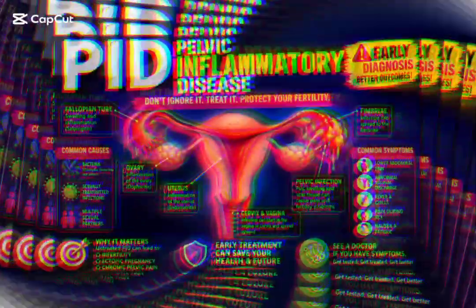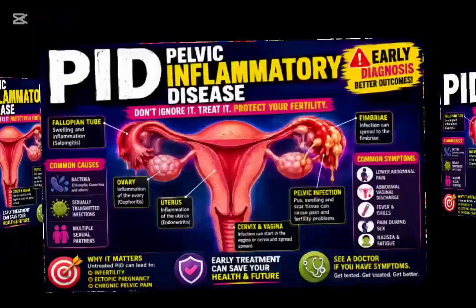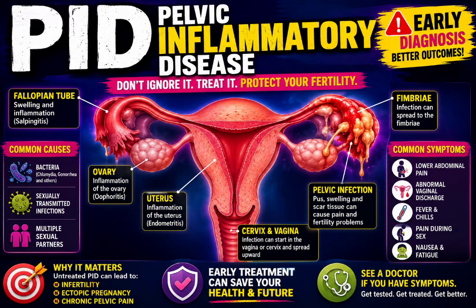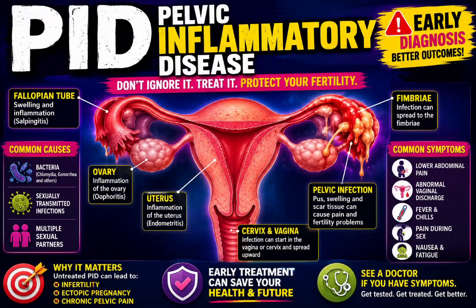What is PID? What happens inside the female pelvis when an infection travels upward into the reproductive organs? This is pelvic inflammatory disease, or PID. PID is an infection and inflammation of the upper female reproductive tract. It can affect the uterus, fallopian tubes, ovaries, cervix, and surrounding tissues.